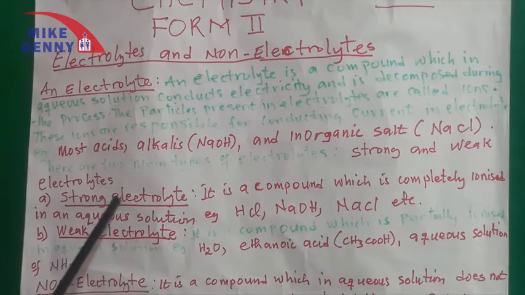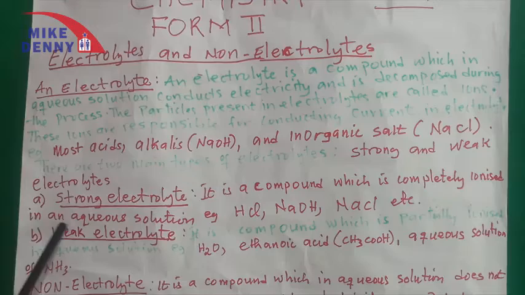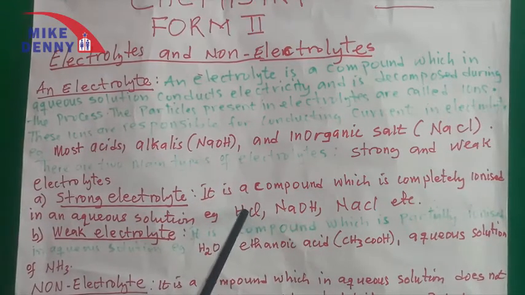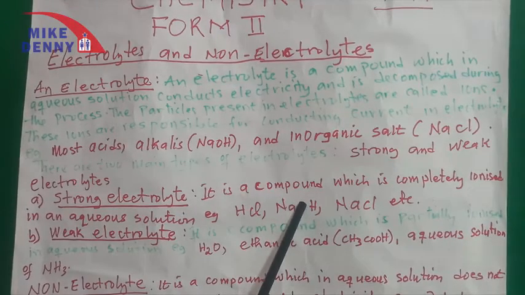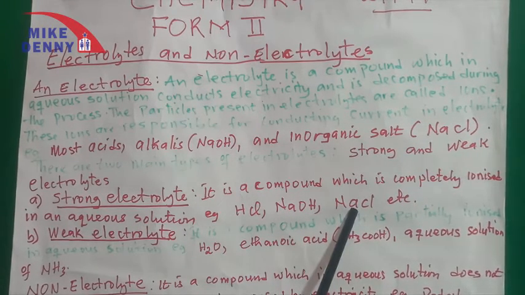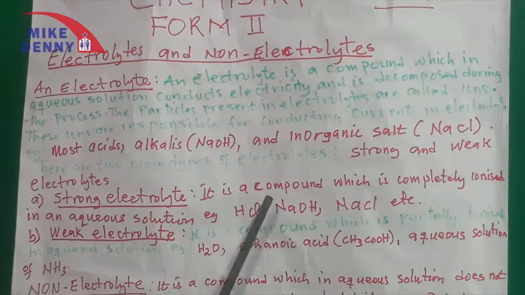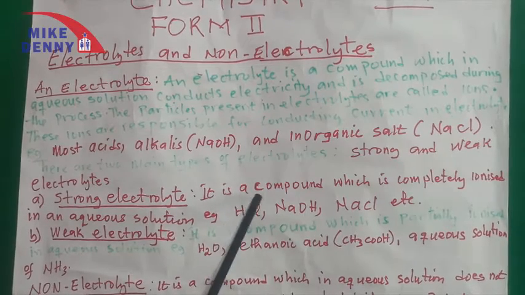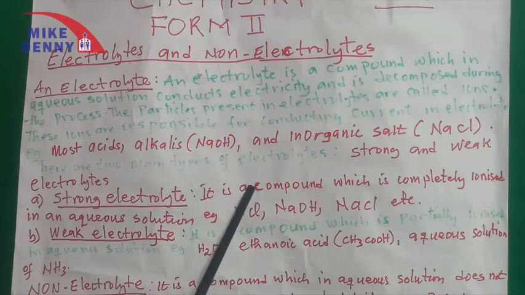We'll talk of strong electrolyte. It is a compound which is completely ionized in an aqueous solution, e.g., hydrochloric acid, sulfuric acid, nitric acid, sodium hydroxide, potassium hydroxide, magnesium hydroxide, calcium hydroxide, sodium chloride, which is a salt, magnesium chloride, and potassium chloride. All these compounds here are strong electrolytes because they conduct electricity. For example, when hydrochloric acid is introduced into water, it produces H plus ion and the chloride ion. The chloride ion and the H plus ion now allow current to flow.